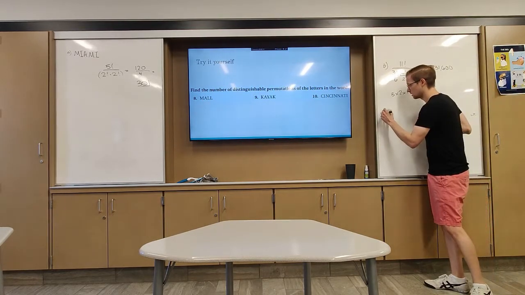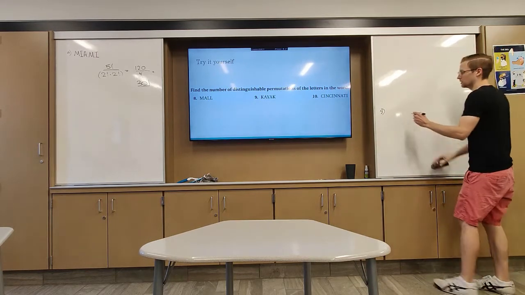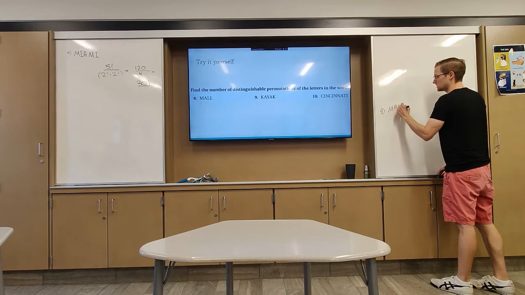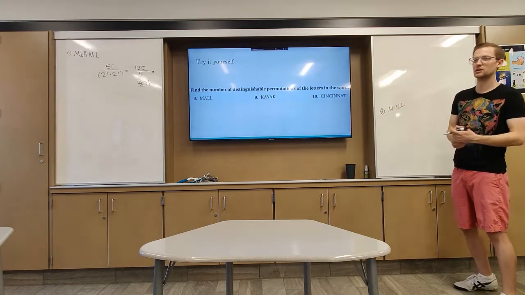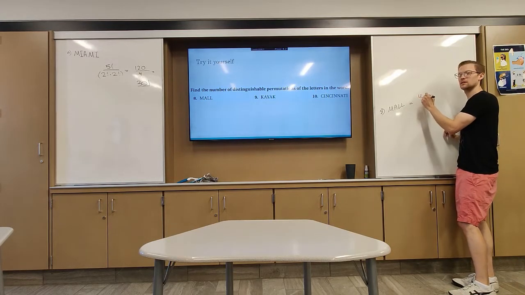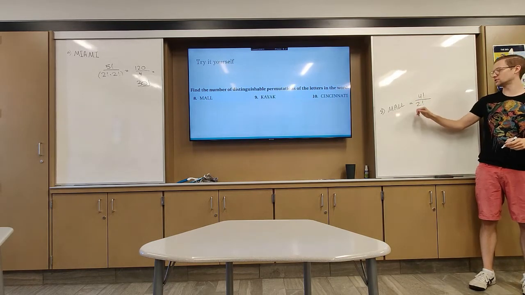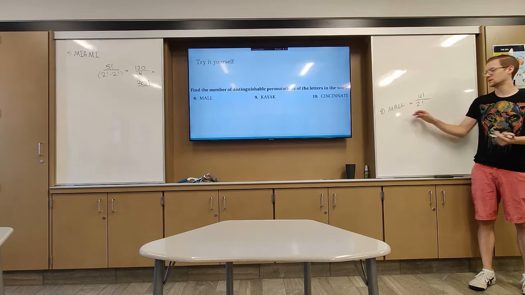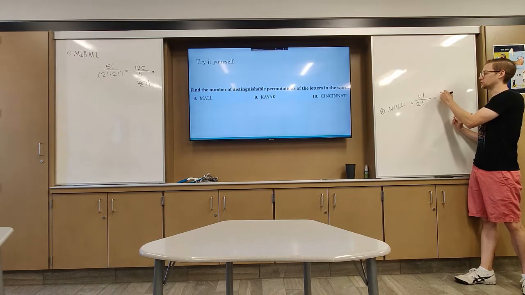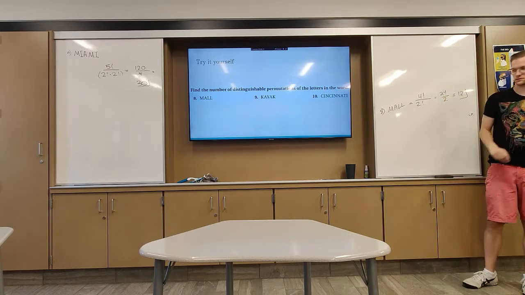Isabella, number 8. Por 10, ¿verdad? So the word is mal, and I want to find all of the distinguishable permutations of the word mal. What's my equation? 4 factorial over 2 factorial, right? 4 factorial because I have 4 letters, and 2 factorial because L is repeated twice. 4 factorial is 24, 2 factorial is just 2, so this is 12. Okay?